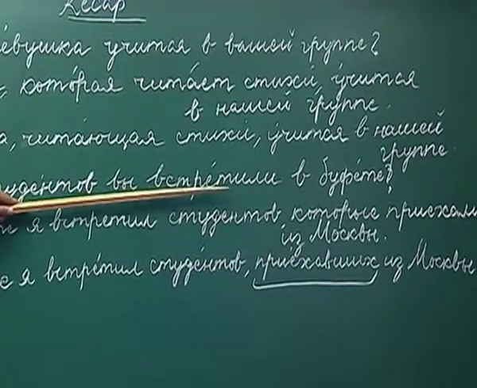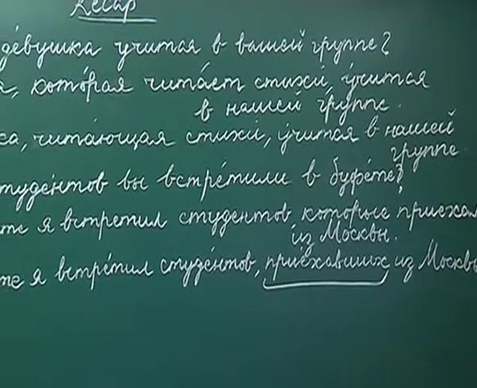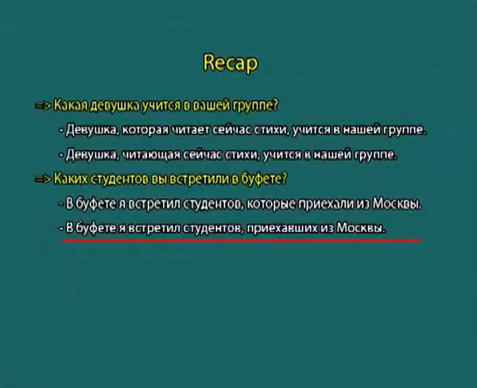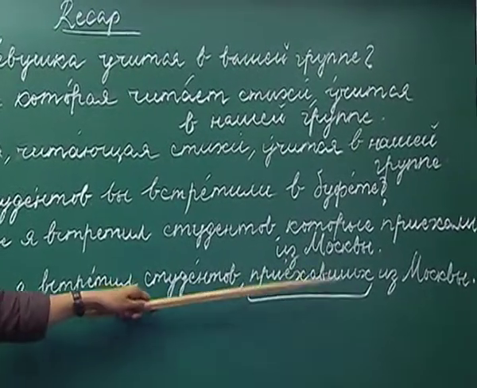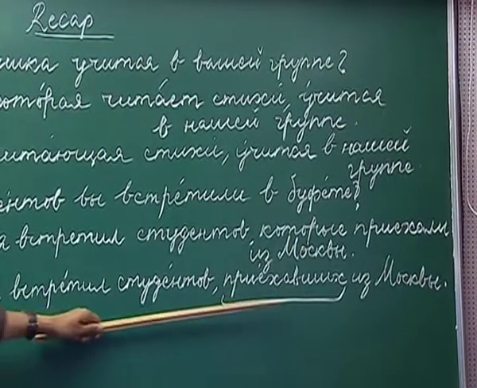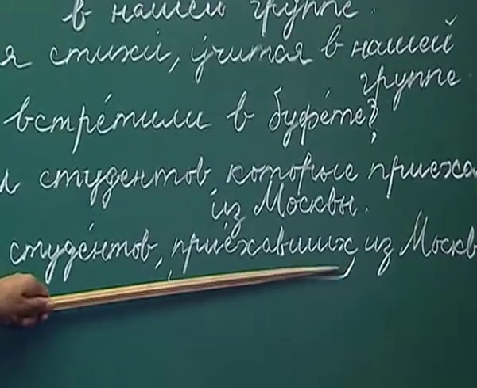Since the action which is taking place here is in the past tense, we will use the past participle active. В буфете я встретил студентов, приехавших из Москвы. At the canteen, I met the students who came from Moscow. Here we are using the active participle in the past tense.